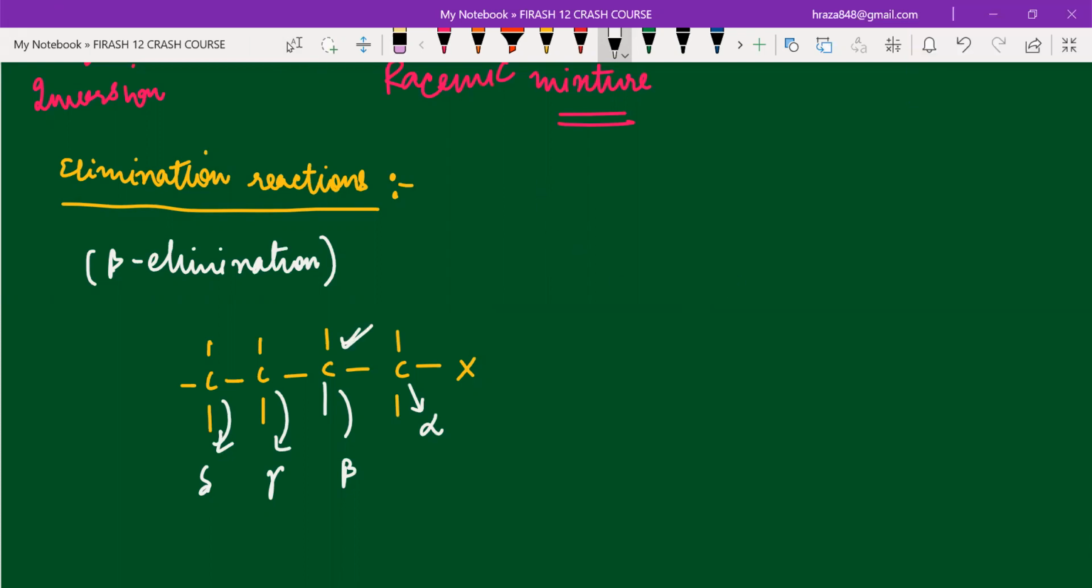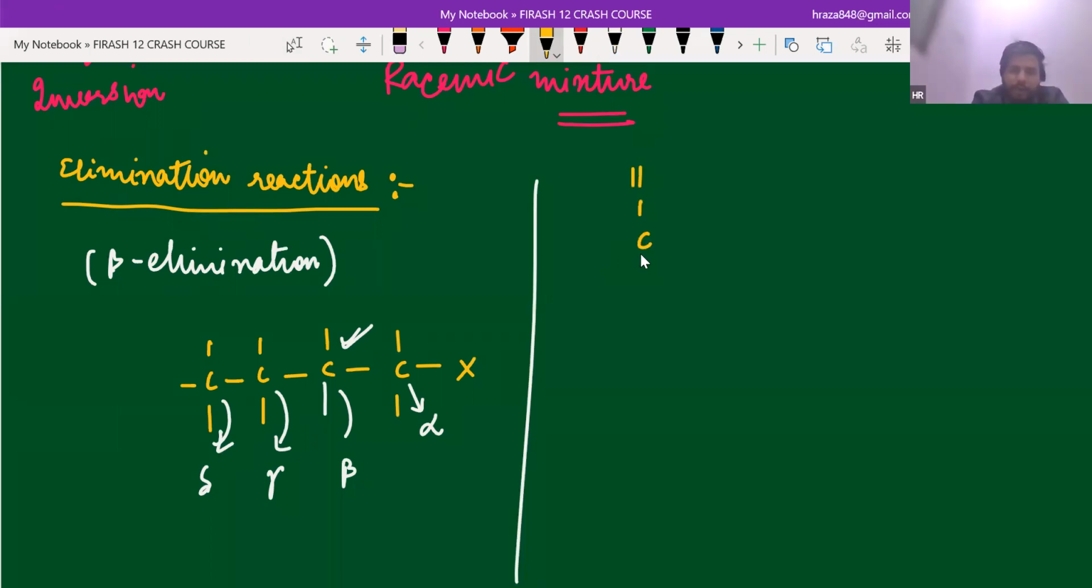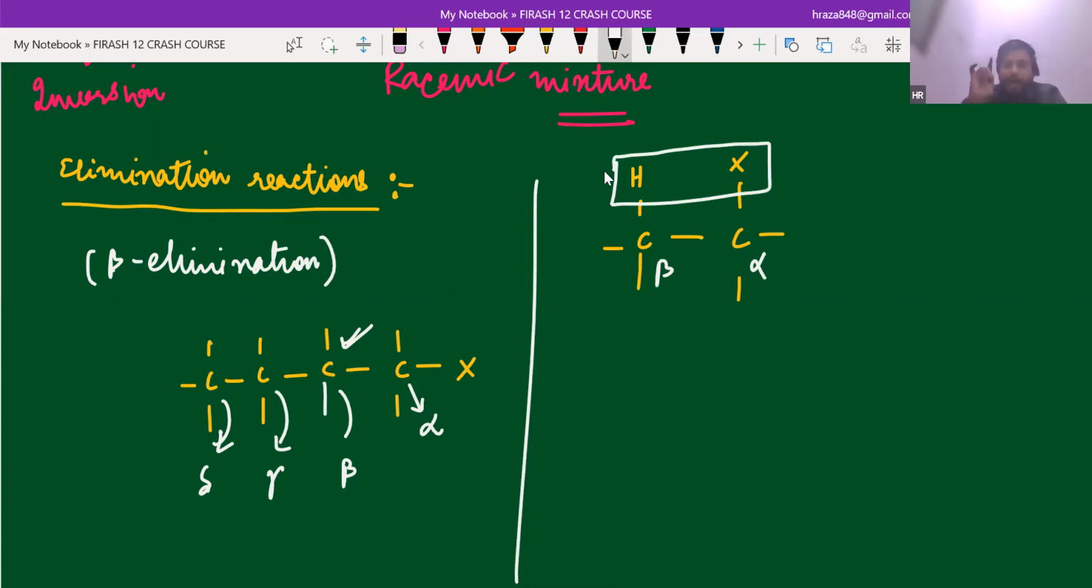Yes. Now see, I'm going to show you the beta elimination reaction. This is your hydrogen and this is X. What will happen? X is there. This is your alpha, this is your beta. This HX will be eliminated. X from alpha and hydrogen from beta will be eliminated with the help of some reagent. We will discuss it. It has 2 bonds left and it will be doubly bonded. So by elimination reaction in haloalkanes, we will get alkene.